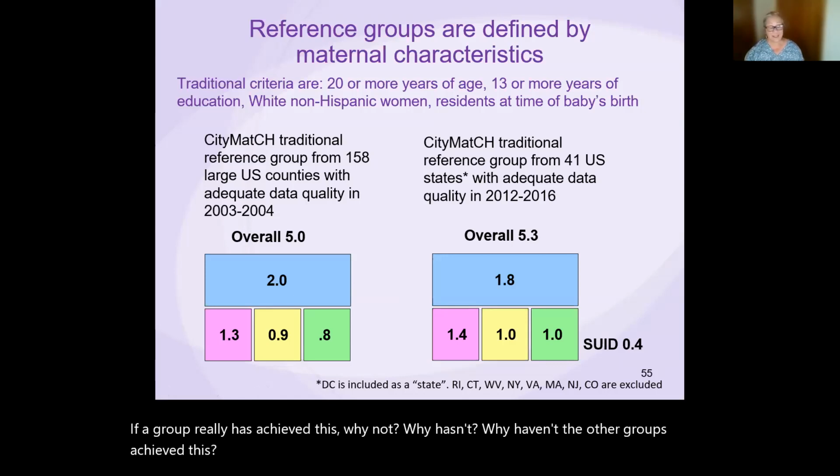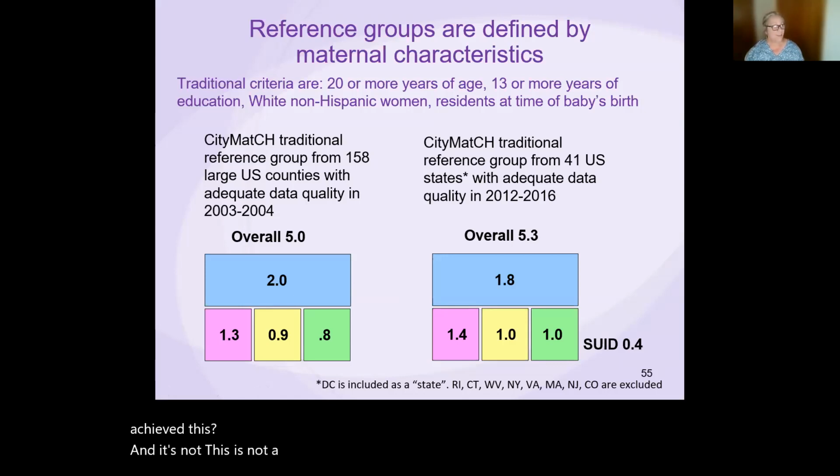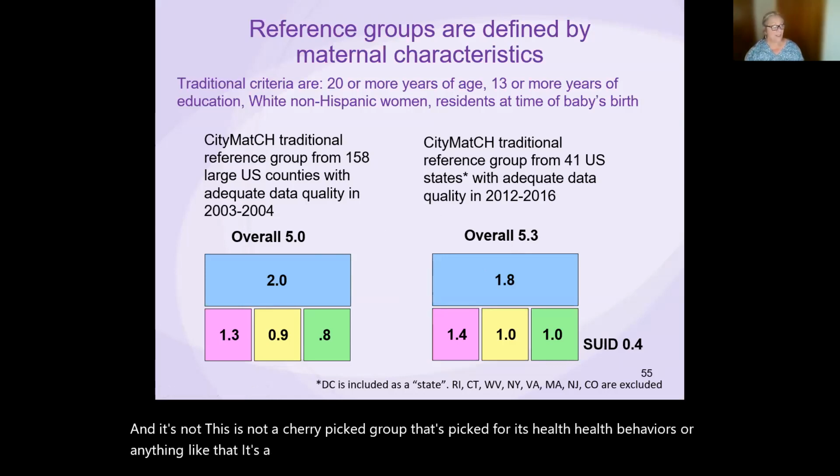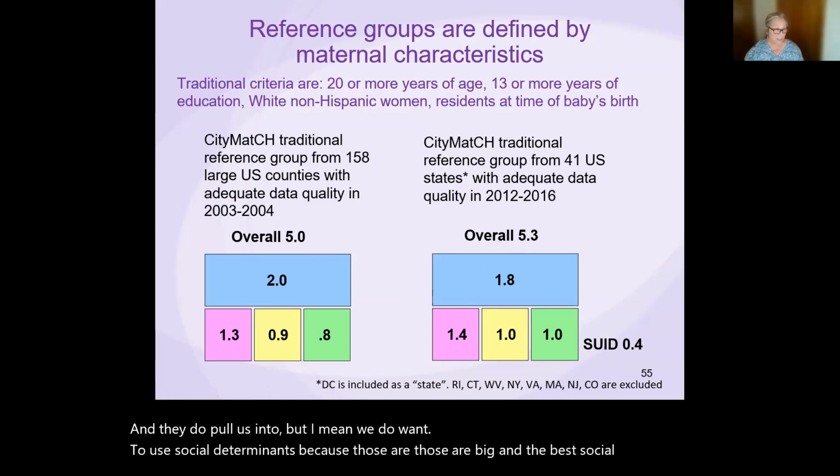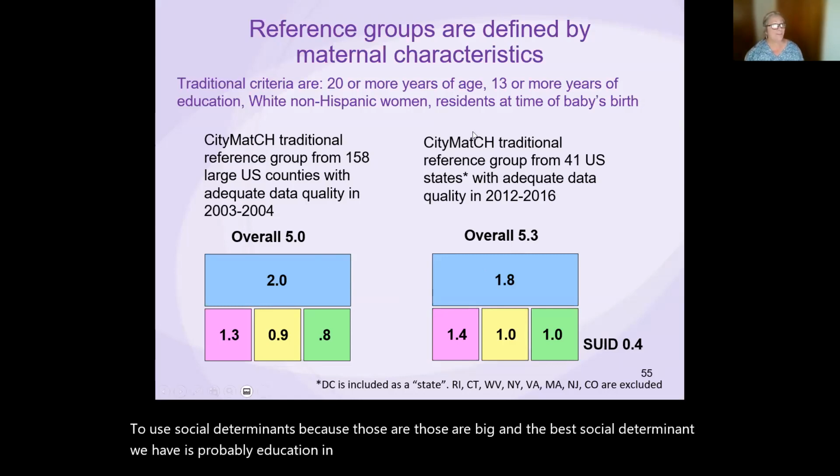And this is not a cherry-picked group that's picked for its health behaviors or anything like that. It's a real population group. We do want to use social determinants because those are big, and the best social determinant we have is probably education and vital records data.